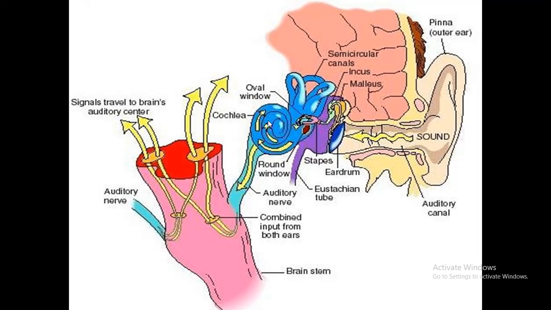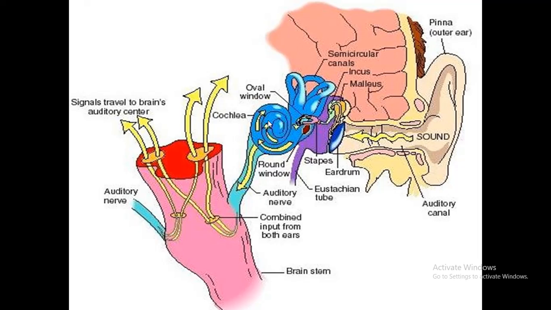The shearing force between the tectorial membrane and the hair cells leads to generation of electrical potentials known as cochlear microphonics, because it is an action potential occurring within the cochlea. This cochlear microphonic triggers the generation of further nerve impulses.